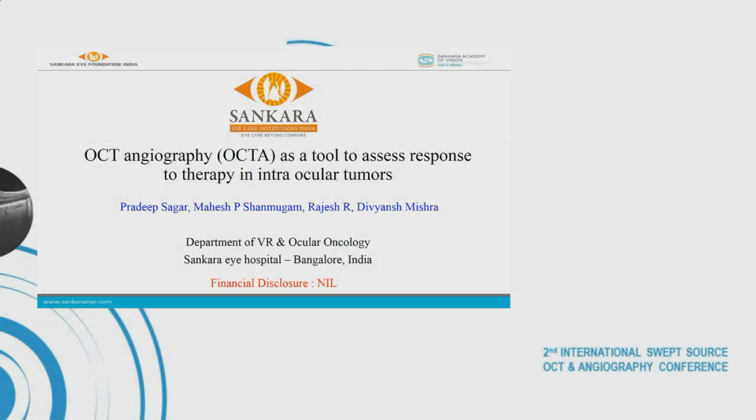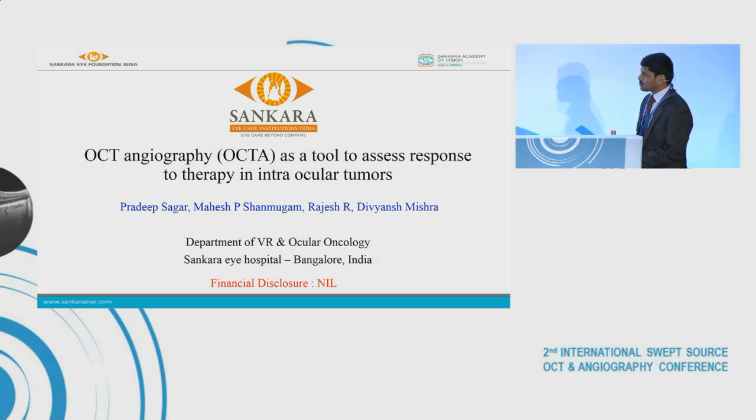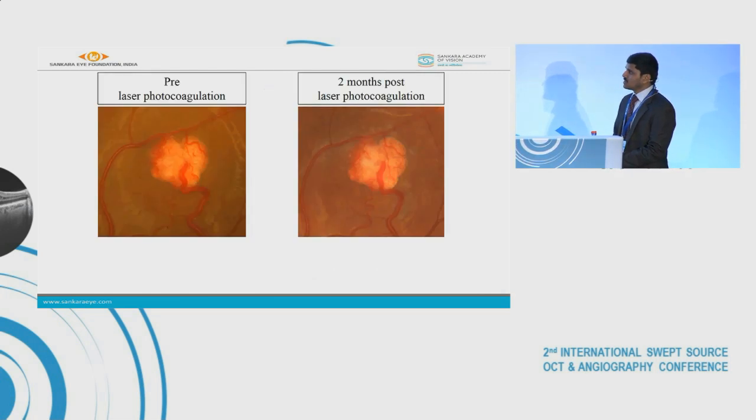Good morning once again. So I will be presenting our work on OCT-A as a tool to assess response to therapy in intraocular tumors. So this is a case of large retinal capillary hemangioblastoma we saw in the previous presentation. So here we can see that this is a pre-treatment photograph and this is the post-treatment photograph.